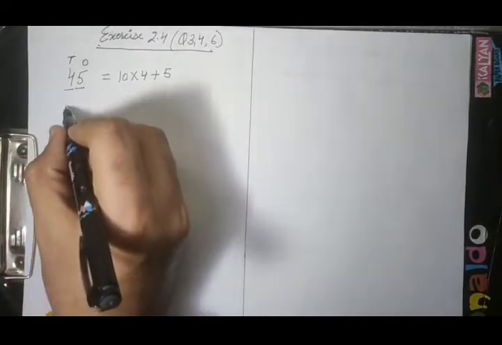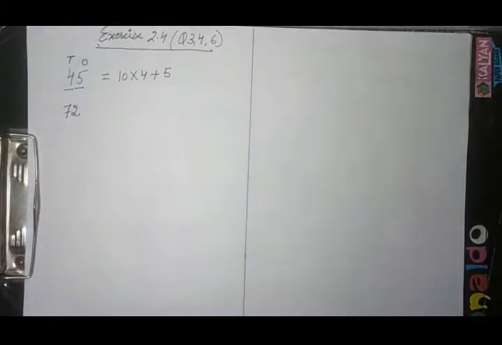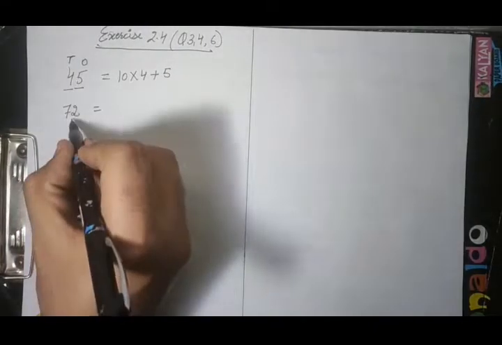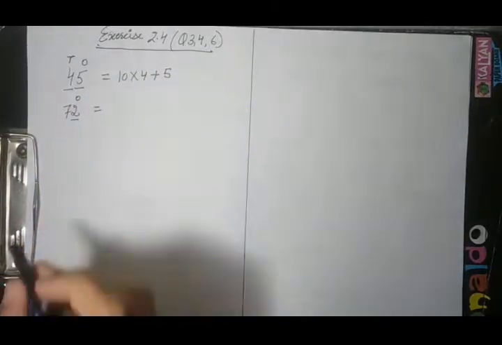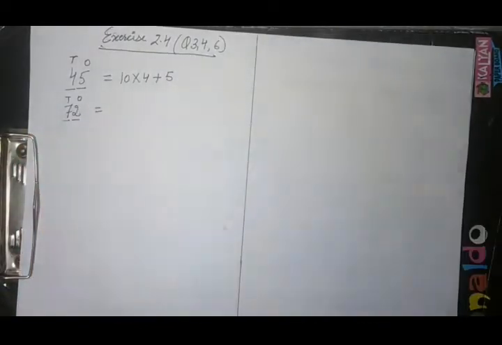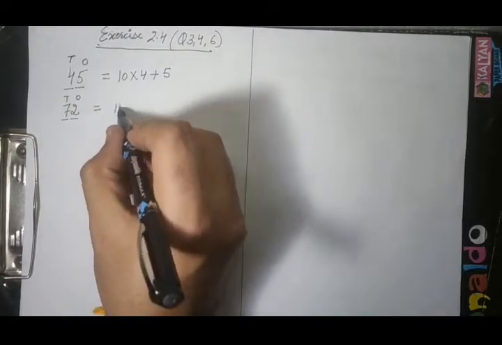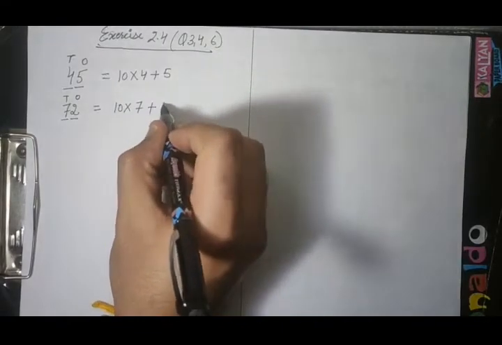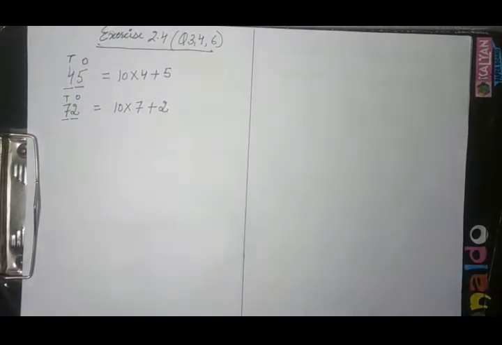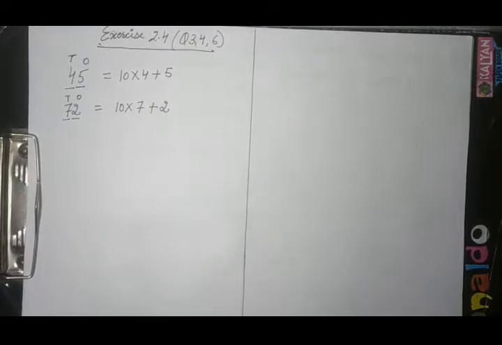Let us take another example, 72. So how do we write the expanded form of 72? 2 is the digit at 1's place, 7 is the digit at 10's place. So how do we write it? 10 into 7 plus 2. So by this we can write expanded form.